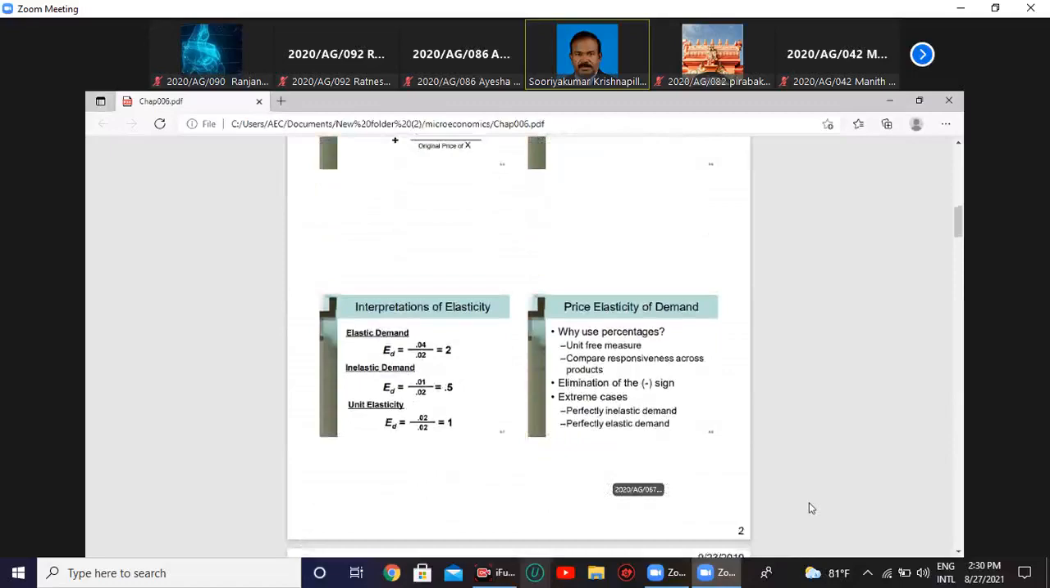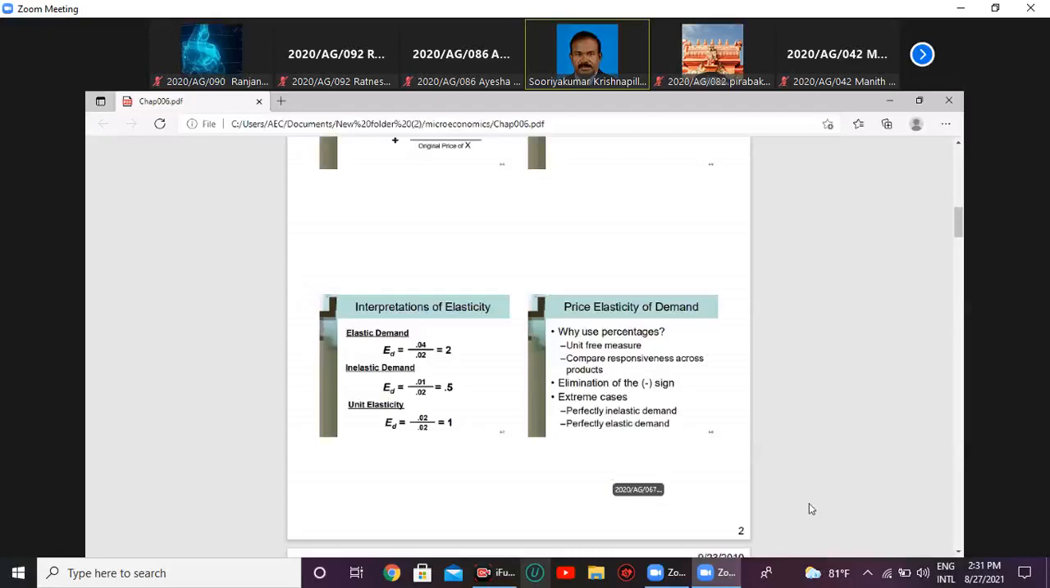So if the coefficient of elasticity is equal to 2, that means it's greater than 1. Then we can say that demand is elastic demand. So the consumer response is relatively large to a price change. The elasticity is greater than 1.